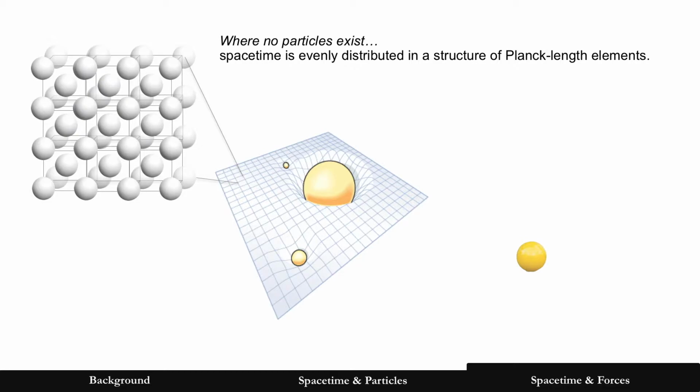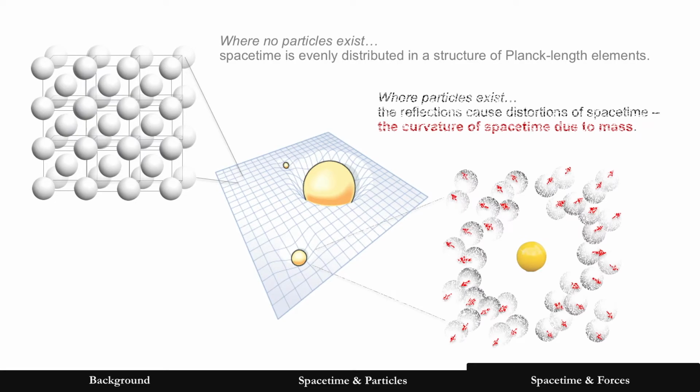And so to summarize then and tie all this back to space-time, right? In an area of space where no particles exist, there's nothing to reflect it, space-time will be evenly distributed in a structure of Planck length elements. So kind of a standard grid structure. But where particles do exist, the reflections cause distortions in space-time and the curvature of space-time due to mass. And of course, the more mass you have there, the more that's being reflected, the more constructive waves, the larger the displacement. Therefore, the more that space-time is being curved.